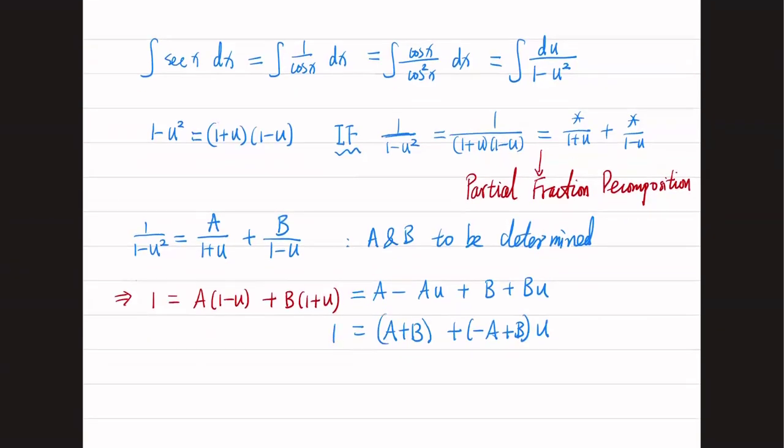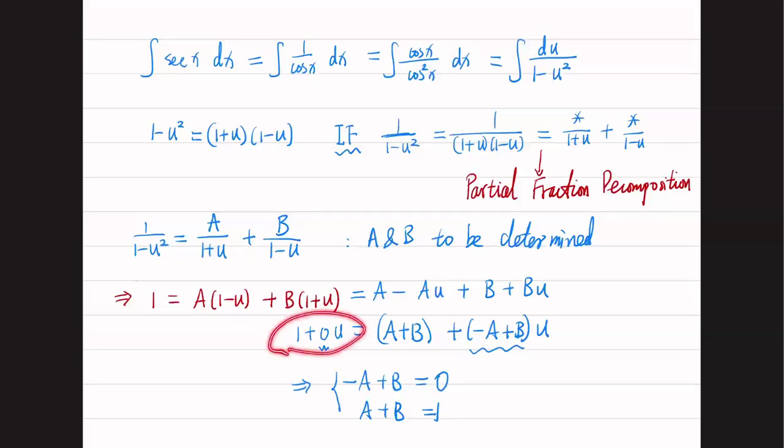Then we compare the two sides. On the left, because there's no u, you should view this as 1 plus 0u. We compare the coefficients, and we see that negative A plus B is 0 and A plus B is 1.